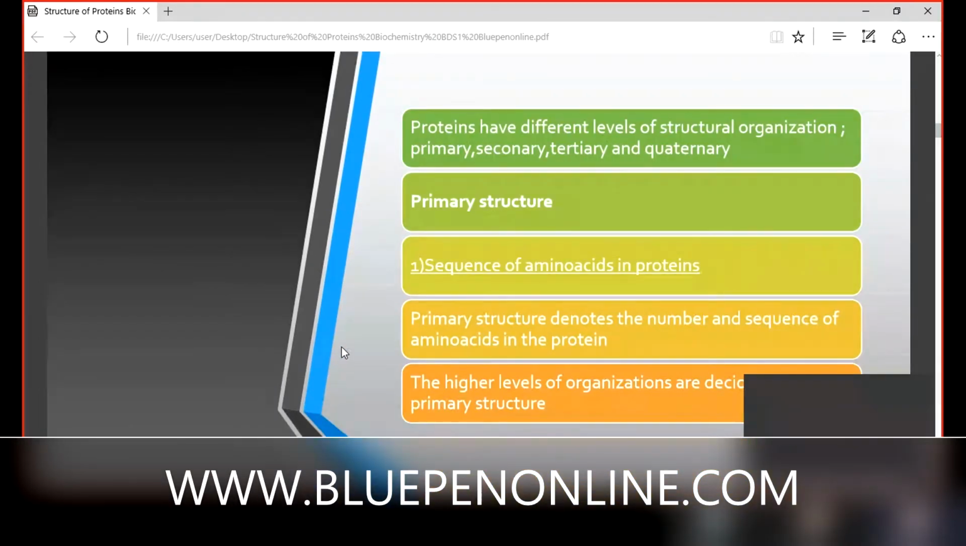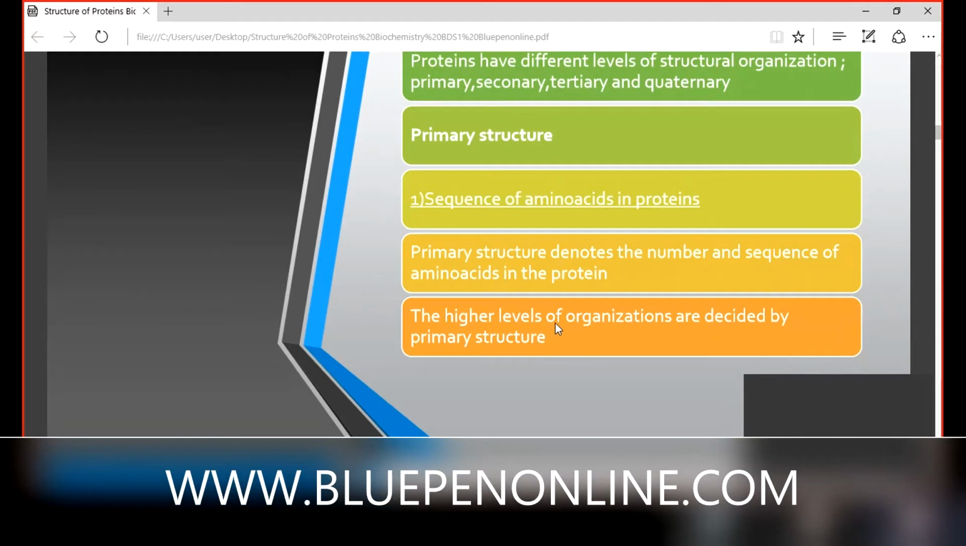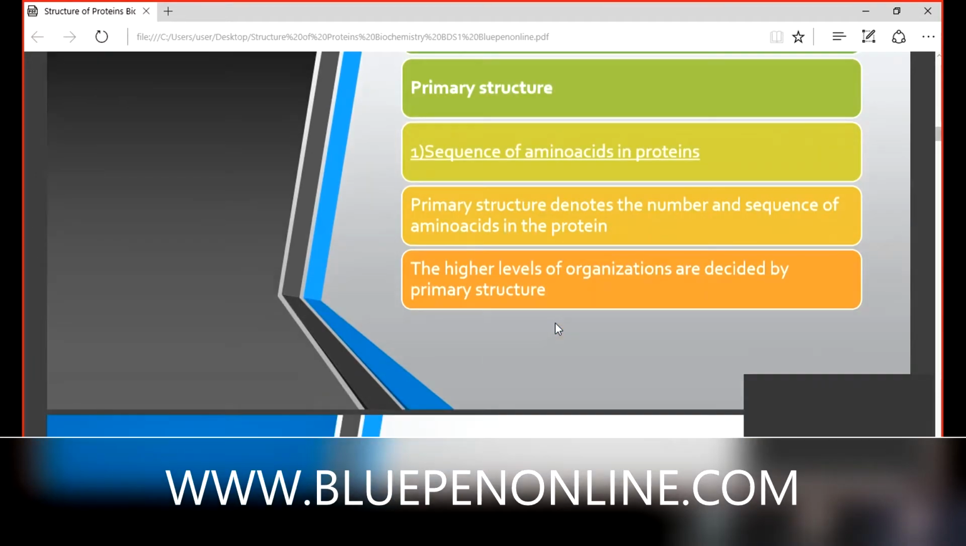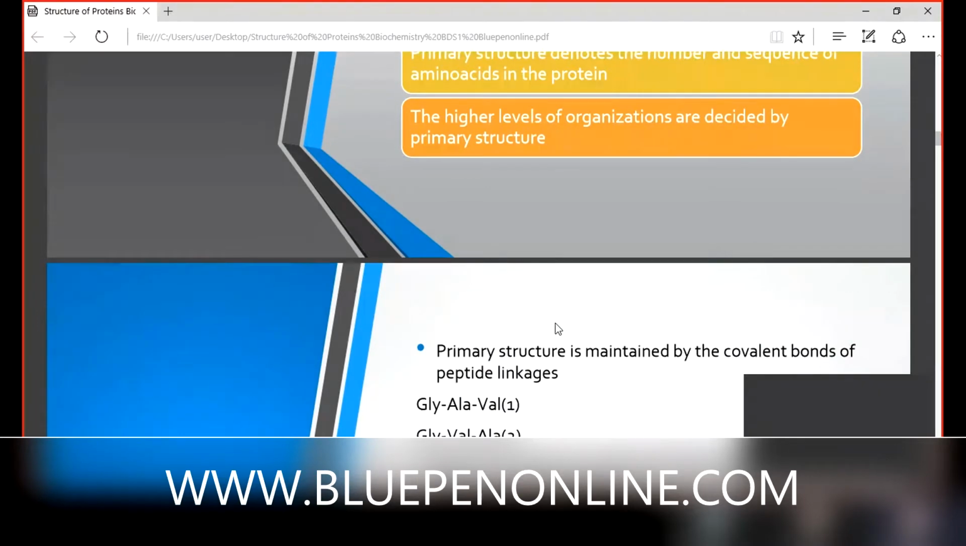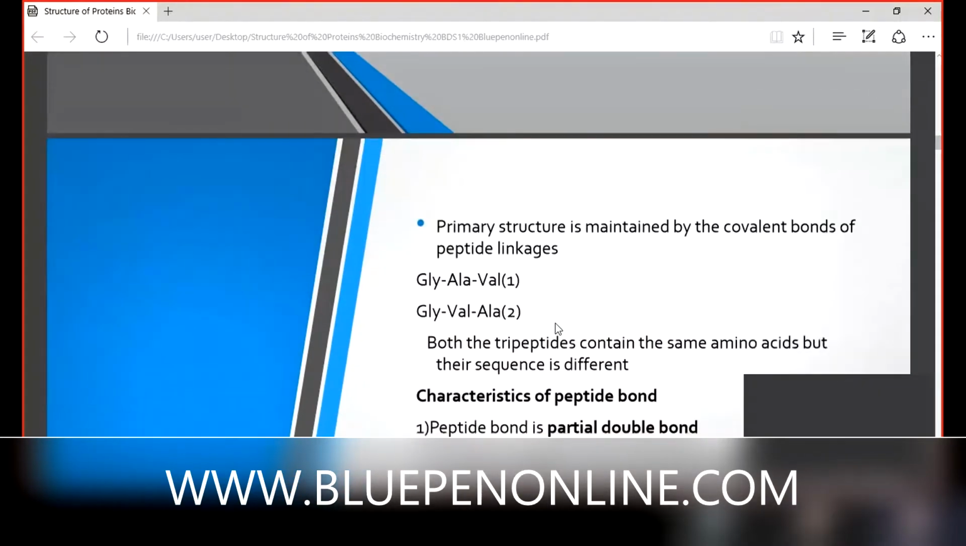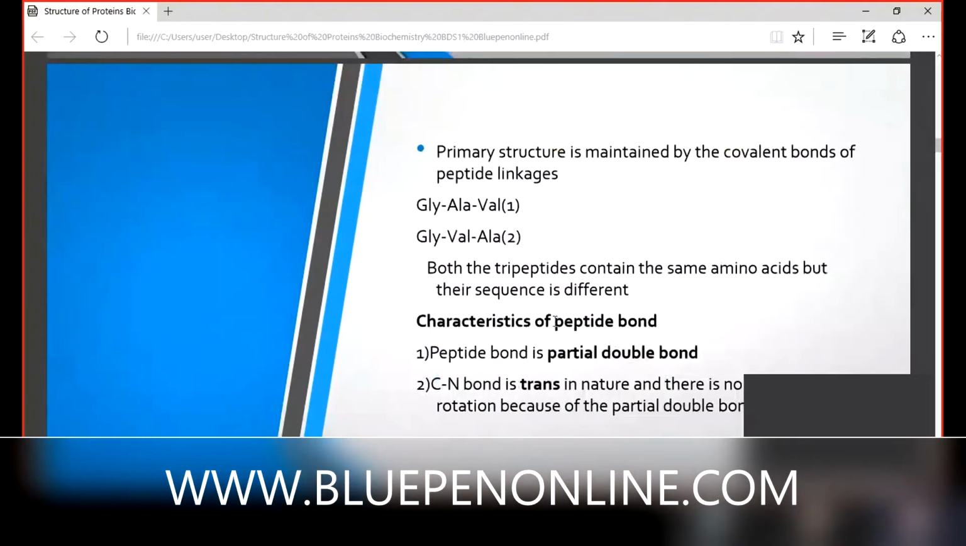We know it: primary, secondary, tertiary, and quaternary. So primary structure explains the sequence of amino acids in the structure. It is the most simple, basic structure. Primary structure denotes the number and sequence of amino acids in the protein. The higher levels of organization are decided by this primary structure. Primary structure is maintained by the covalent bonds of peptide linkage.